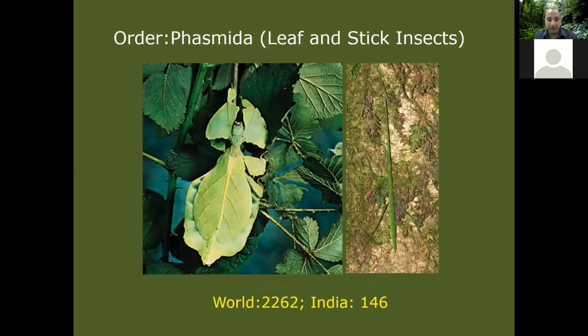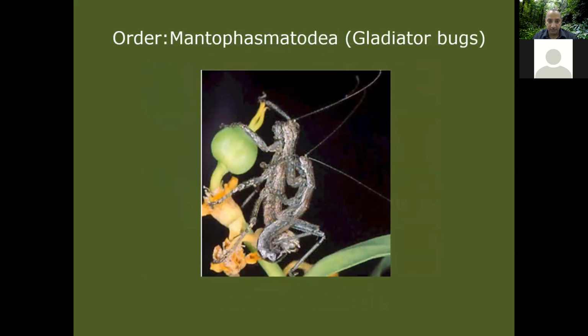Then come the phasmids, so leaf insects and stick insects. They are very fascinating because they are highly camouflaged and mostly found in forest ecosystems or areas with a lot of vegetation. The leaf insects and stick insects are also herbivores, and we have about 146 species known to occur in India.